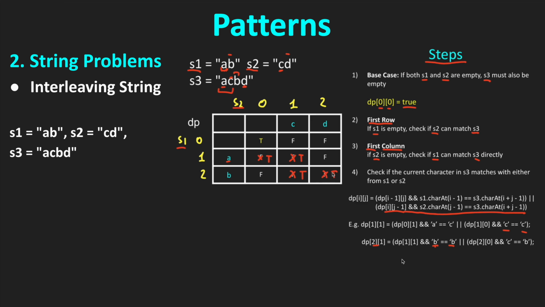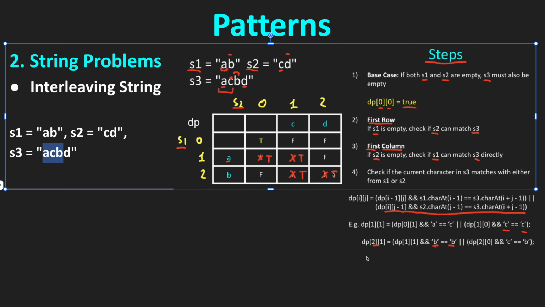Let's go to the 2 and 1. I think that will be more clear about what exactly we are doing here. For 2 and 1, which means that in total there are 3 characters, 2 and 1.